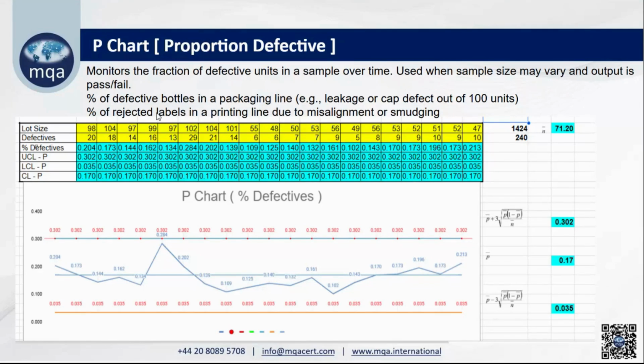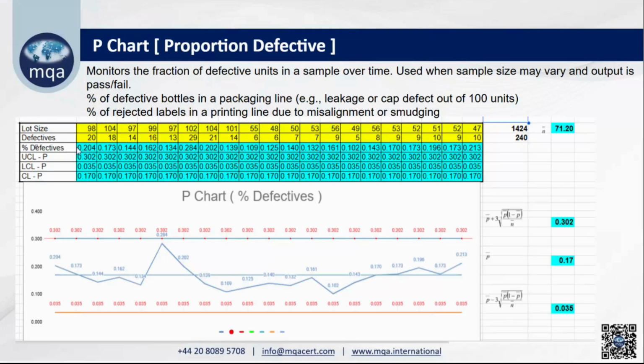Example is like percentage defective bottles in a packaging line. Suppose a packaging line is going on continuous production and we are observing some defects like leakage, cap out. Okay. So we are calculating the defects. So total defectives, number of parts rejected, are 20. So defective here, not defects.